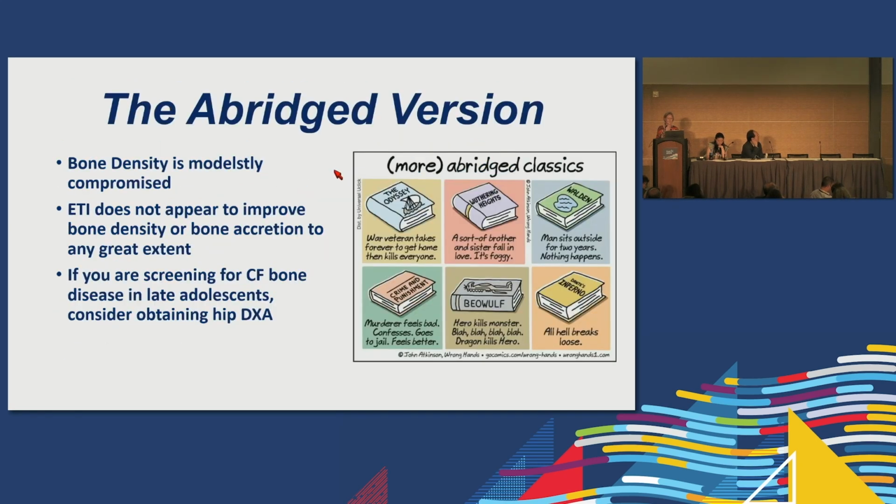So, an abridged version. Bone density is modestly compromised. And a look at that typo. ETI does not appear to improve bone density or bone accretion to any great extent. And if you're screening for CF bone disease in late adolescence, consider obtaining hip DEXA. And happy to take questions.